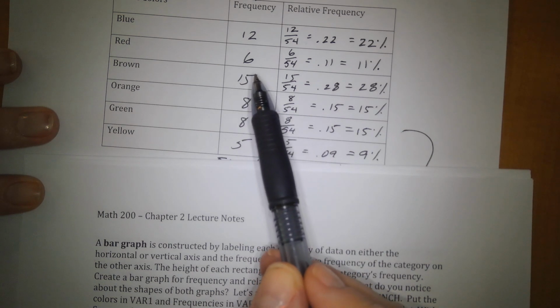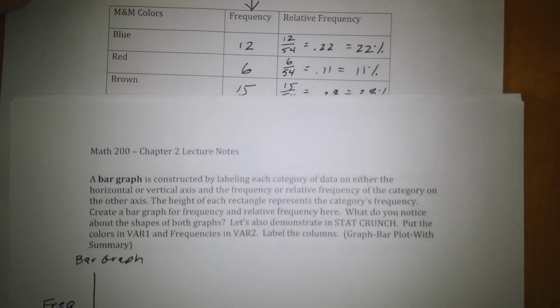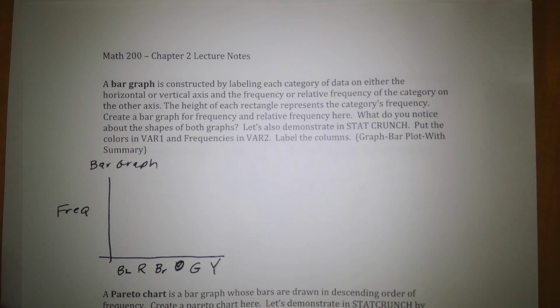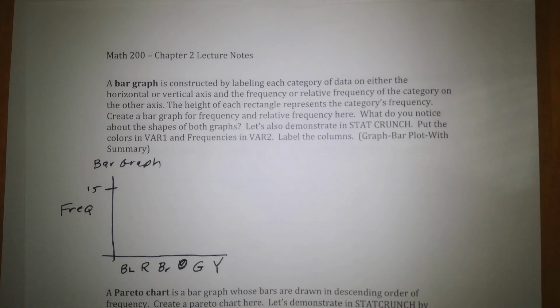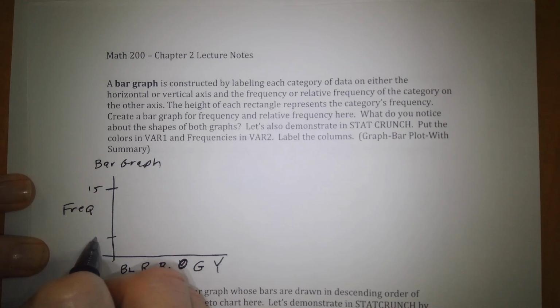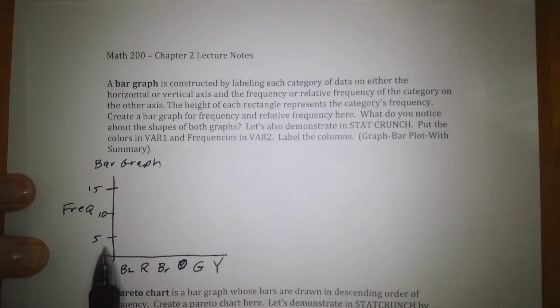So I at least need to have a bar height of 15 because brown is going to be the biggest bar. So in my chart here, I need to at least go to a height of 15. So I'm naturally just going to divide these into 5s. You could do these by 2s, by 1s, whatever you decide.